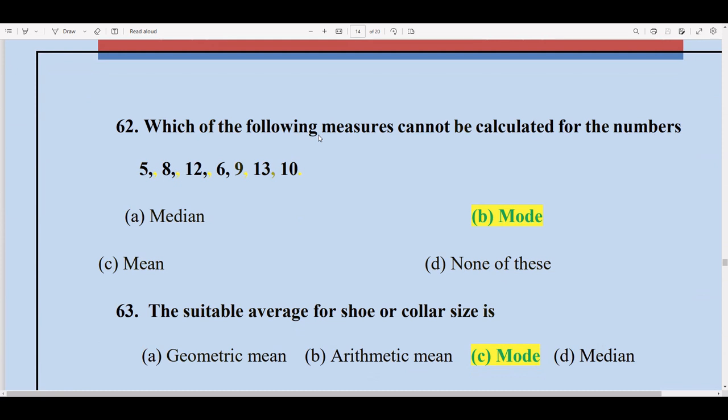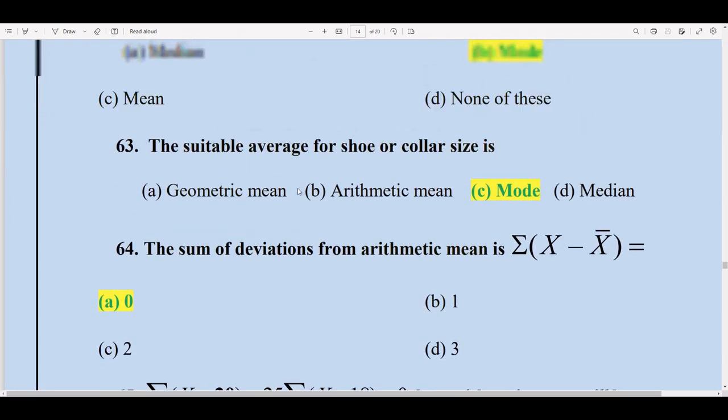Which of the following measures cannot be calculated? Mode. For this data set, there is no repeated value, so mode cannot be calculated. The suitable average for shoe or color size is mode, because it is the most repeated value. For qualitative data, the most suitable average is mode.